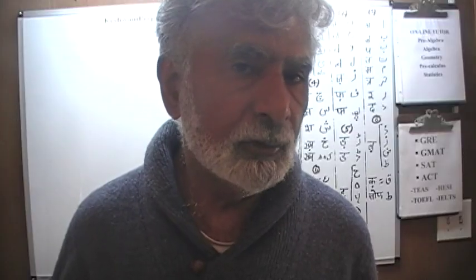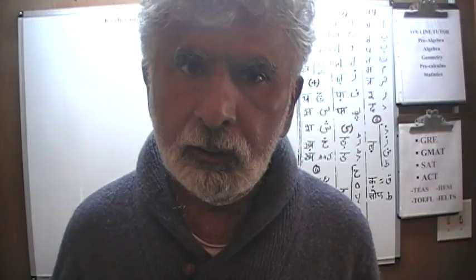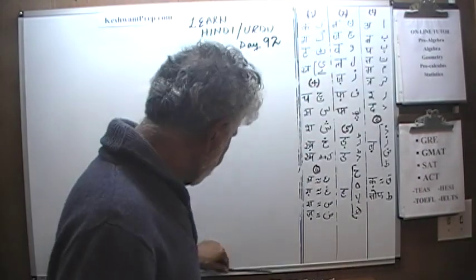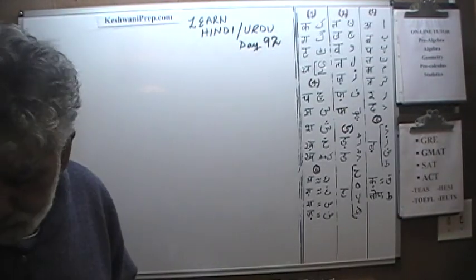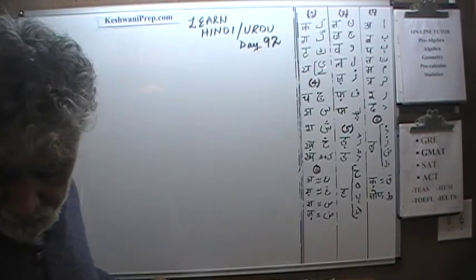We are here because we want to learn to read and write Hindi. We are also here because we want to learn to read and write Urdu. We are doing both at the same time. And today is our lesson number 92. Let's begin. We'll pick up from where we were yesterday. We did the first 10 lines. We'll start with line number 11.